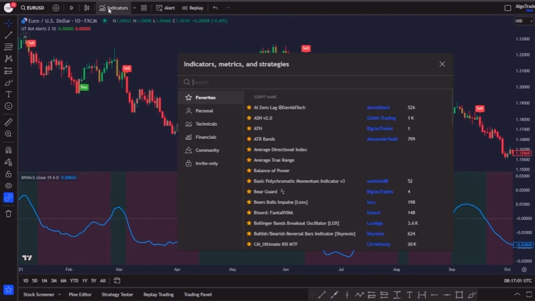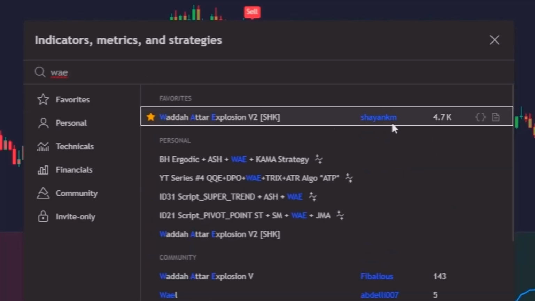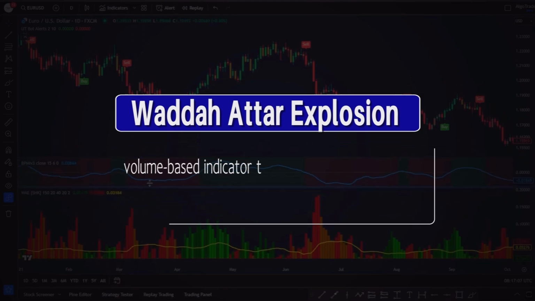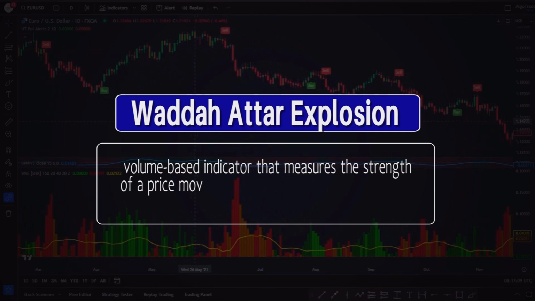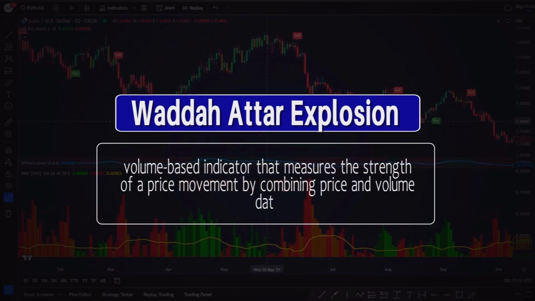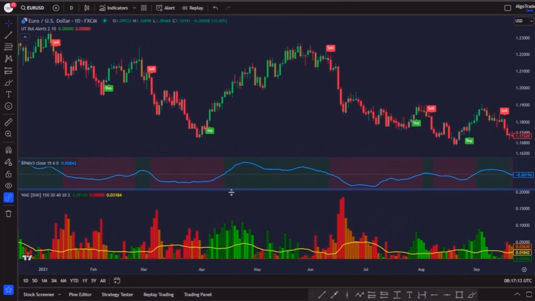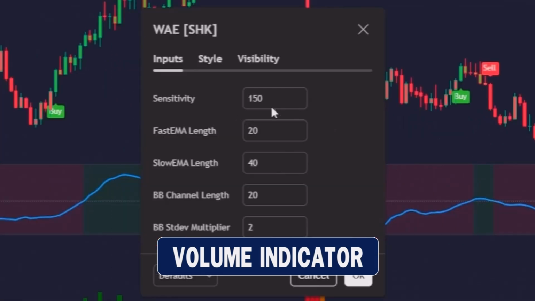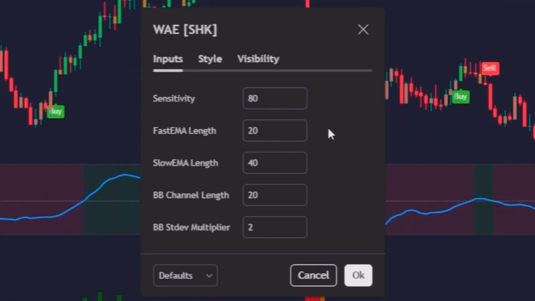The next one is the Waddah Attar Explosion, this one here. The Waddah Attar Explosion is a volume-based indicator that measures the strength of a price movement by combining price and volume data. And by doing so, this tool will be the volume indicator for this trading strategy. For the settings, you should insert 80 on the sensitivity, 22 for the fast length EMA, 45 for the slower one, 25 for the Bollinger Band's channel length, and 2 for the multiplier.